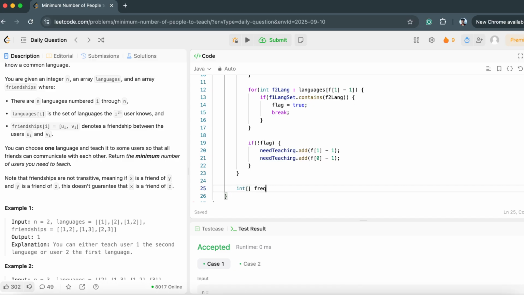So I'll maintain a frequency array. I will again go through this needTeaching set and check which language is most frequently popular among them, basically used by most of them. That is something we have to get.